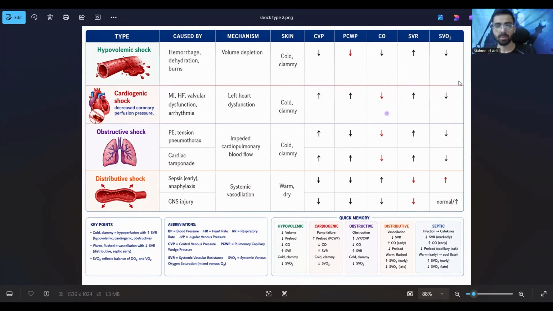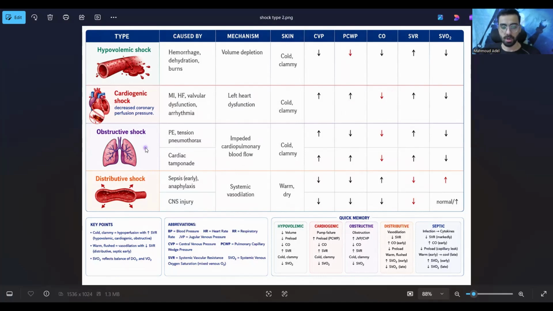Let's compare those parameters to a scenario of a hypovolemic shock. A hypovolemic shock, most likely due to hemorrhage and dehydration, will have a low CVP and low PCWP, okay? Why? Because simply there is no blood in the circulation, okay? So central venous pressure and PCWP is going to be low with a low cardiac output and high systemic vascular resistance as a compensation for the low cardiac output, okay?